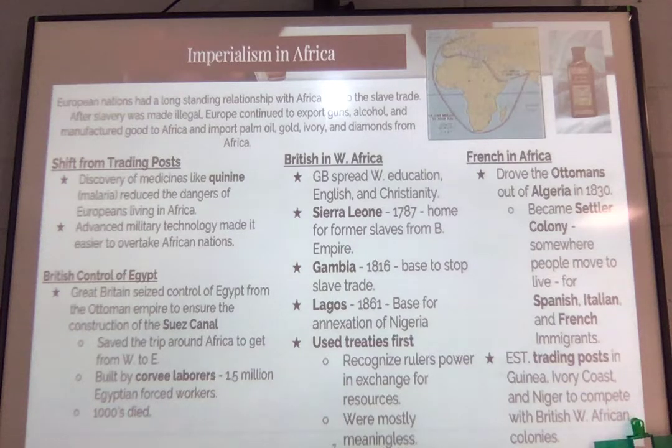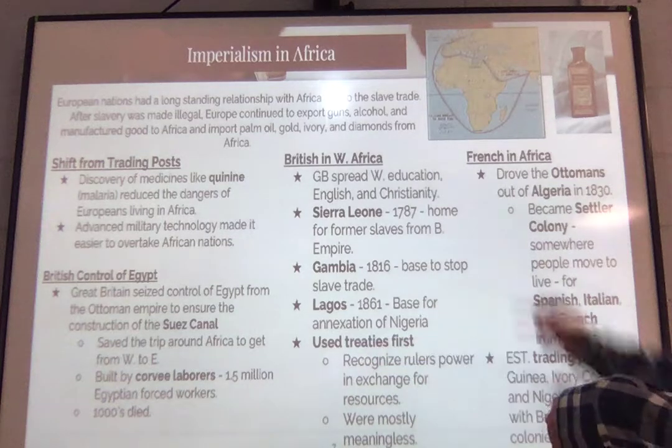But Gambia in 1816 was a base to stop the slave trade. Lagos was the base for the annexation of Nigeria. These are West African countries. And they will use treaties first. Now, these treaties are mostly paper documents. They don't have any kind of legal implications. They're mostly meaningless. They recognize rulers' power in exchange for resources, but that just didn't matter.